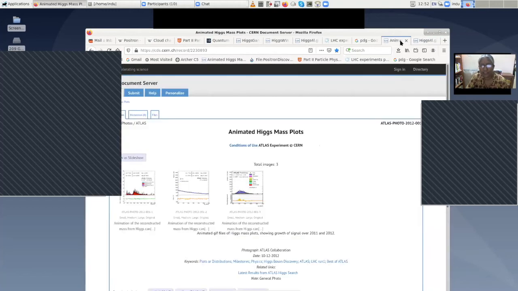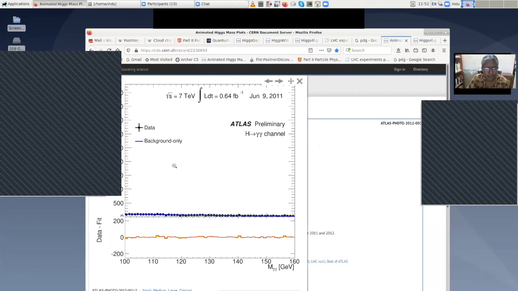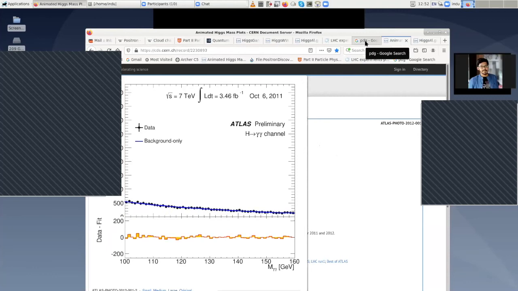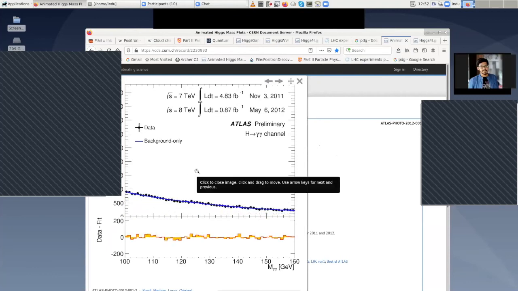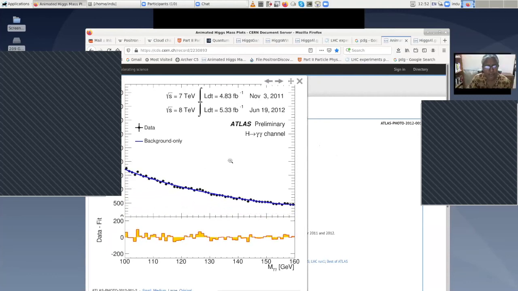Now next, let us go to the next one. This is the gamma gamma signal that I talked about. Can you see this, or it's only visible to me? We can see the animation. You can see the new animation? Okay, fine. I was not sure, because I'm showing the whole desktop.